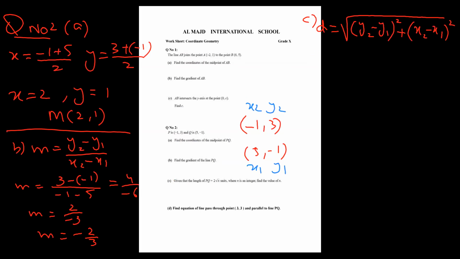Now I'm going to replace the values and I can save my time. How do I save my time? Because this y2 minus y1 is the same as the earlier answer, 4. So I can write the working one time, and next time, the direct answer. And x2 is minus 1 minus 5.